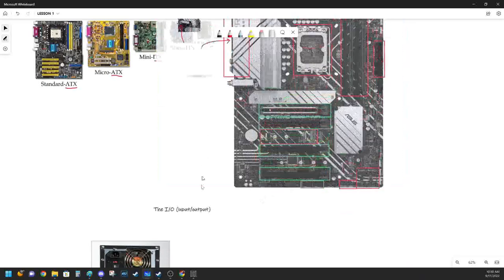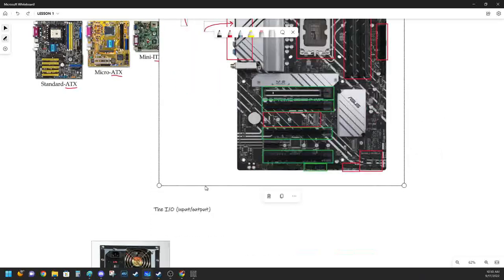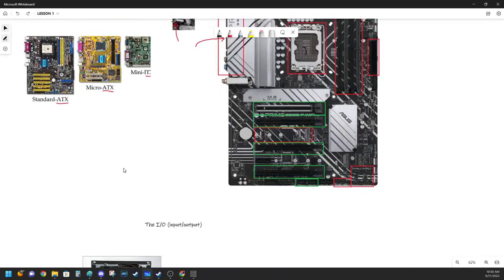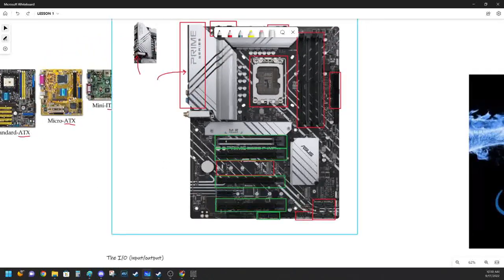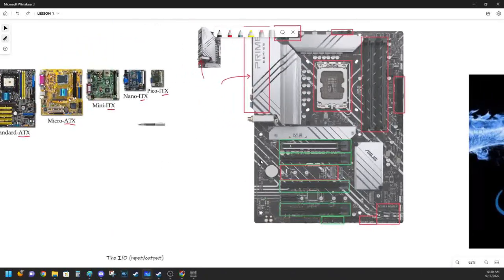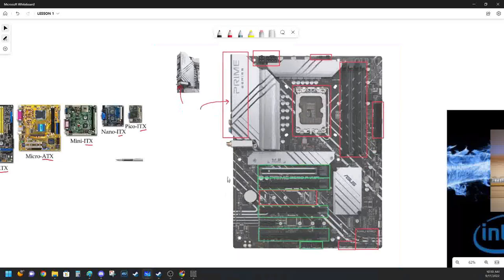Do I have any questions about the I/O? I wonder why my pictures keep getting mutilated and mixed up. My fault, guys.